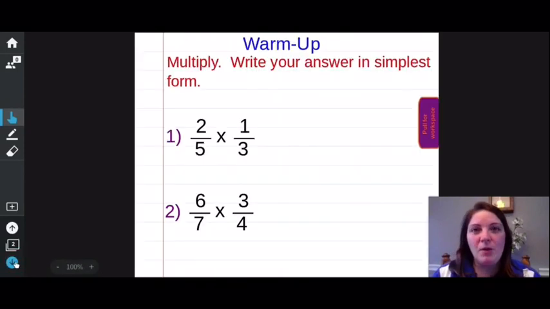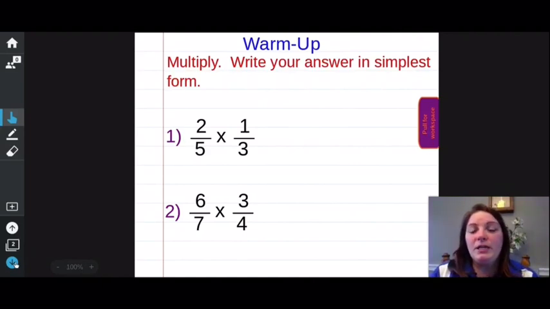For your warm-up today, we're going to review how to multiply fractions. Make sure your answer's in simplest form. Pause the video and hit play when you're ready to go over the work. All right, let's take a look at your answers.